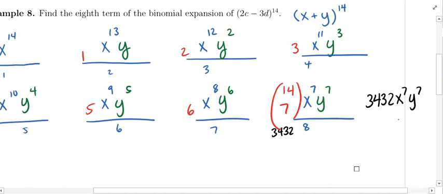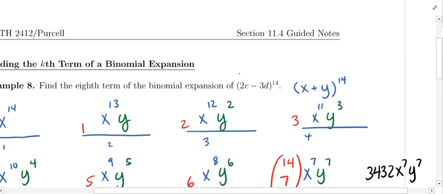Now we've got to convert this over to the binomial we're interested in. So when you do this, remember we're going to rewrite this. This is going to be 2c plus a negative 3d. If you're subtracting, you're adding a negative. So it's this quantity raised to the 14th power. Now we've got to match it up. x plus y raised to the 14th, we're comparing the two.